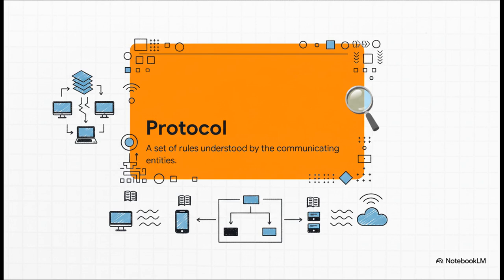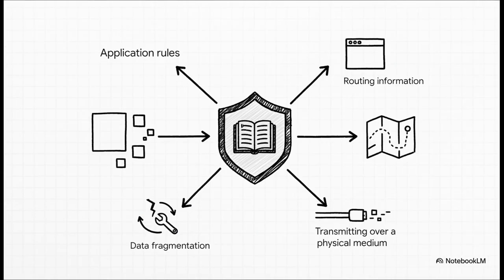You can think of a protocol as the official language of the network. It's a really strict set of rules that every single device agrees to follow. It's like grammar and etiquette all rolled into one, making sure that when one machine speaks, the other one knows exactly what it's saying. And these protocols, they're really the unsung heroes of the internet.